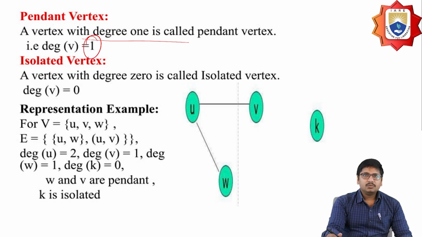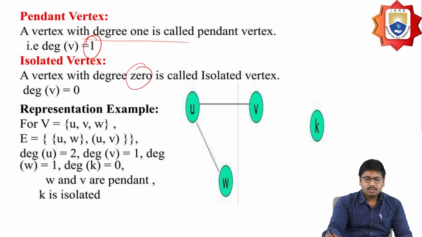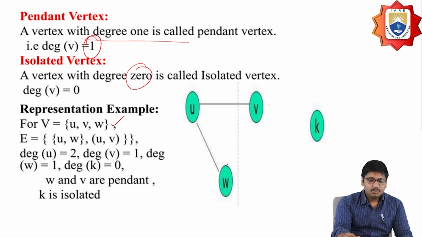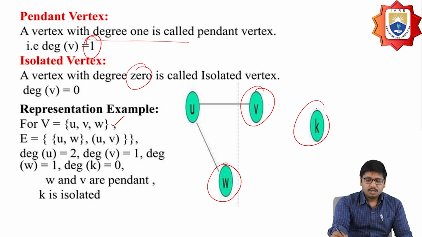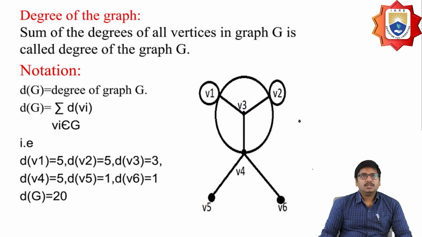A vertex whose degree is 0 is called an isolated vertex. So what should be the edge set and vertex set of this graph? The edge set of this graph should be UVW, and the degree of U is 2 and the degree of V is 1. Here W and V are said to be pendant vertices, because their degree is 1, and the degree of vertex K is 0.